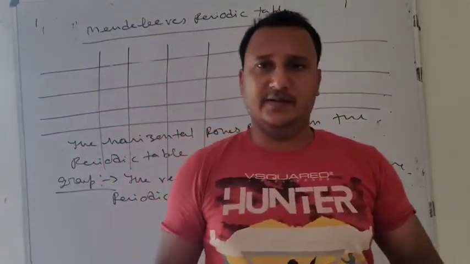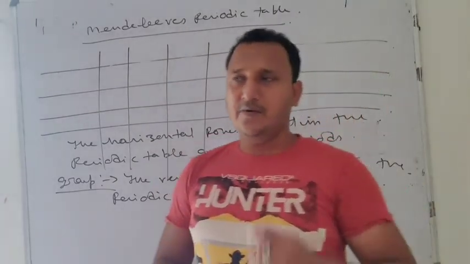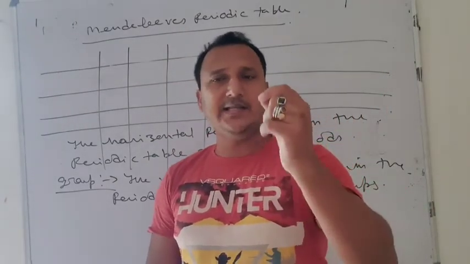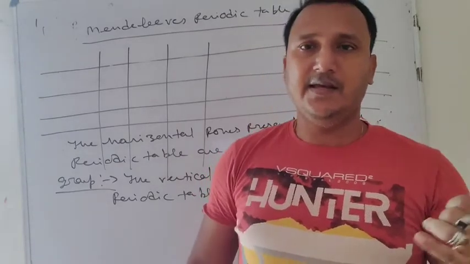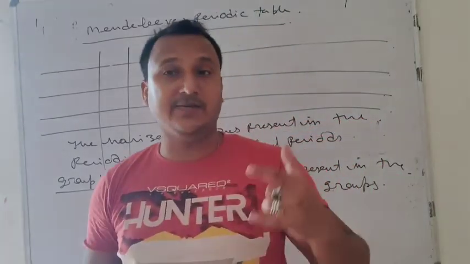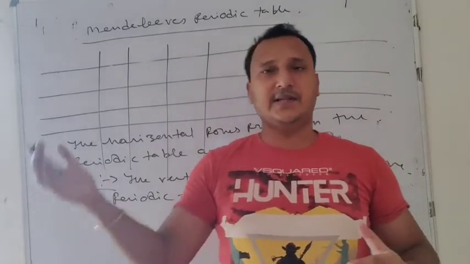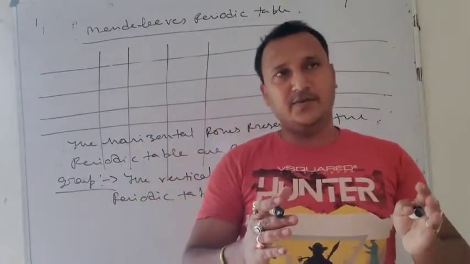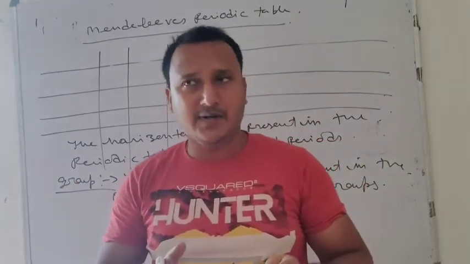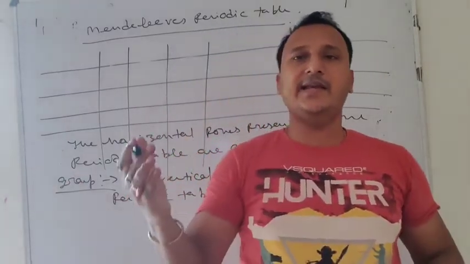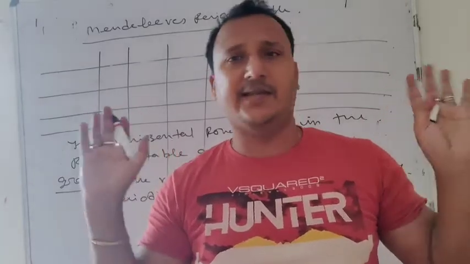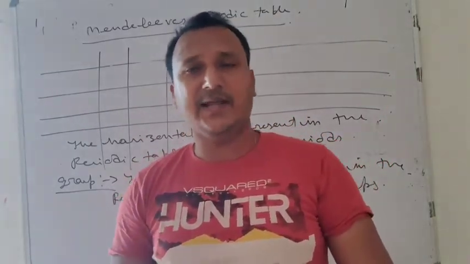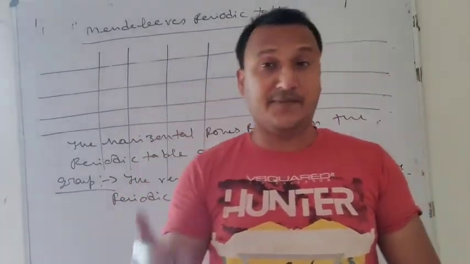Now, say for example, I want to explain one simple periodic property. What is the simple periodic property? Valency. You have learned about valency. What is valency? In your previous classes, you were given the definition of valency as the combining capacity of an element. But now that definition is not sufficient.